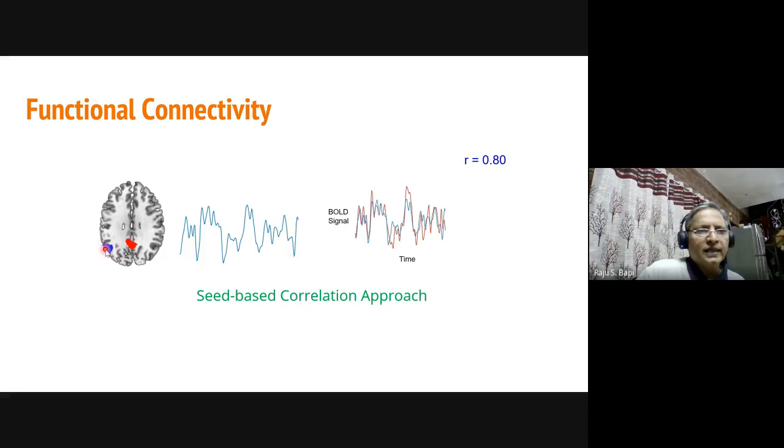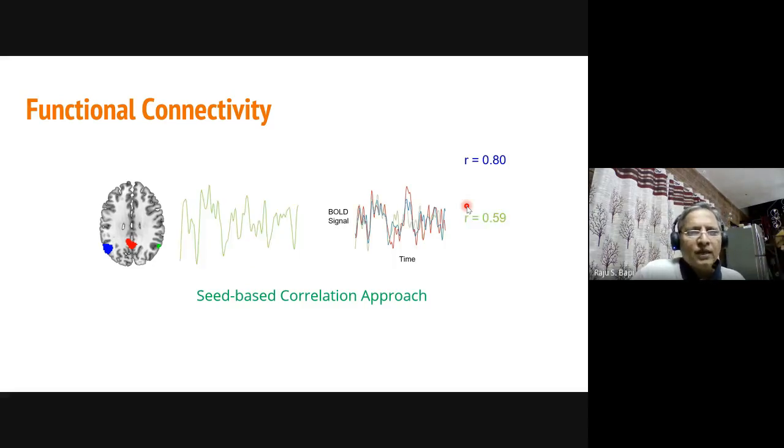So you take an ROI in the left occipital or temporal area, and the blue is this time series, and you look at the correlation of this; there's 80% correlation. This is just a schematic to give you an idea of what is called the seed-based correlation approach. You take another ROI in the right hemisphere, it has a different BOLD signal, and the correlation is some value. Similarly, you take a frontal point and look at the correlation between the seed and this region.